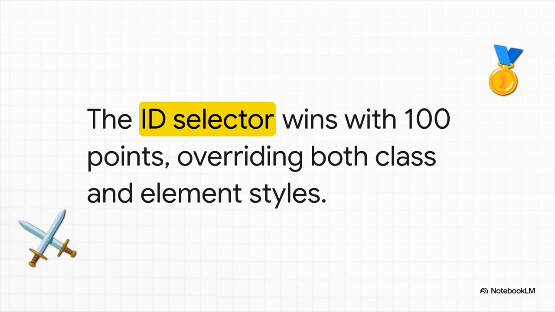We have 3 CSS rules trying to color the exact same piece of text. The paragraph element tries to apply blue with 1 point, the class tries to apply green with 10 points, and the ID tries to apply red with 100 points. If you do the simple math here, 100 easily beats 10 and 1. The ID selector wins the battle hands down, rendering our text red on the screen.